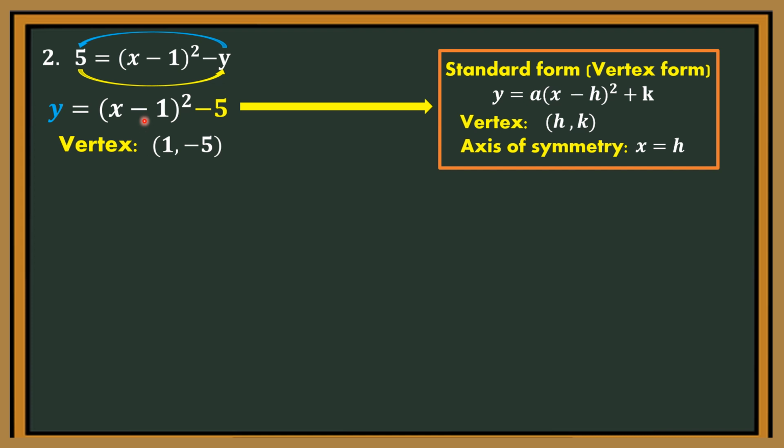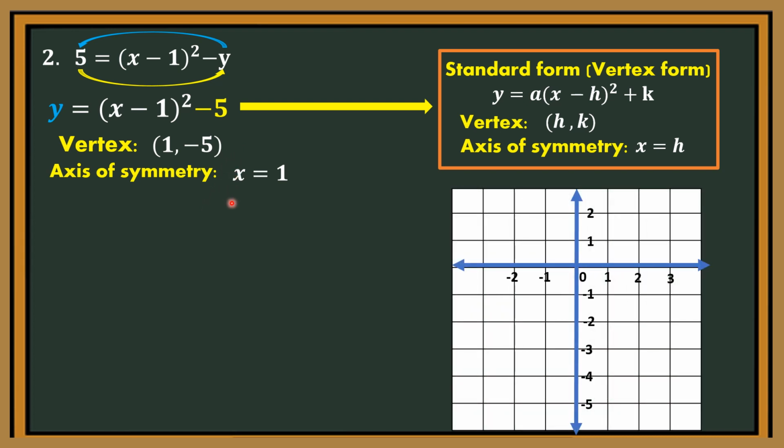Okay, palaging tandaan, ang h natin, nagbabago ng sign. Pero ang k natin, kinakopy lang natin. Axis of symmetry, x is equal to 1. So, meron na tayong vertex, meron na tayong axis of symmetry, pwede na tayong mag-graph. Plot natin, positive 1 and negative 5. So, positive 1, papunta kay negative 5. So, nandito siya. Then, kung nasa ng vertex, nandun ang axis of symmetry.